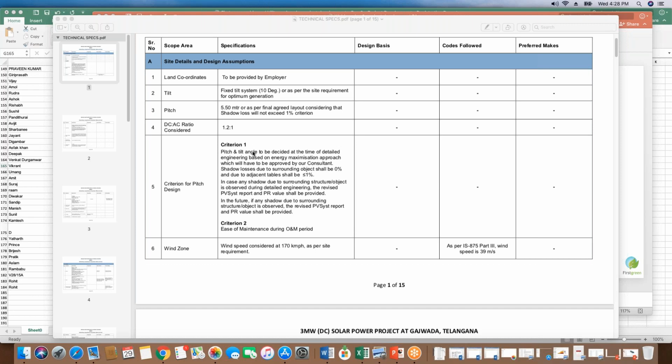At times, people do this and then finalize the EPC contractor. Or if you have not done it, then the EPC contractor does it. My suggestion is better you do it and then call for the EPC proposals. That will be better.